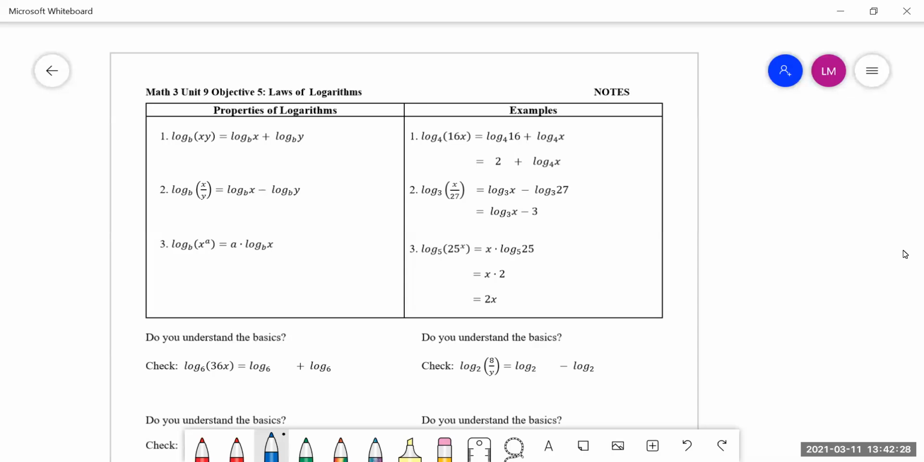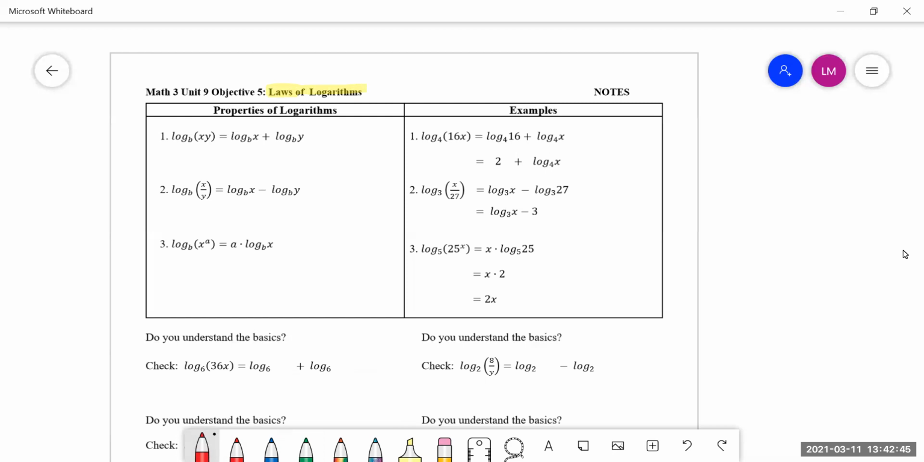All right, guys, here we go. Unit 9, Objective 5. Now we need to learn the laws of logarithm. Yes, logarithms have laws, okay? So the laws of logarithm follow the laws of exponents, okay?